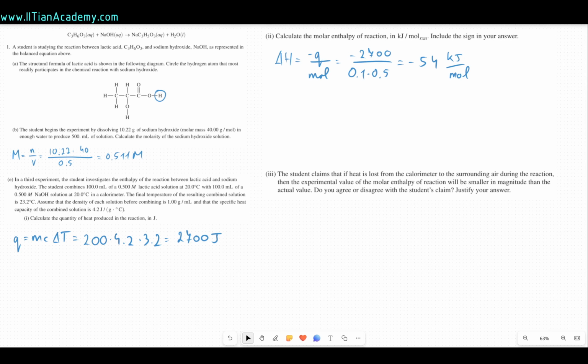And in part 3, we're told a student claims that heat is lost from the calorimeter to the surrounding air during the reaction. And we're told the experimental value of the molar enthalpy of the reaction will be smaller. We need to agree or disagree.